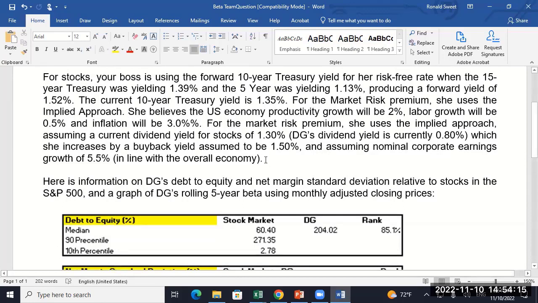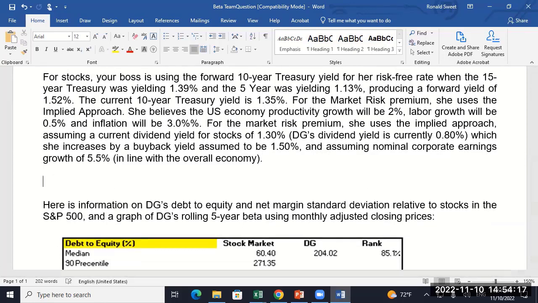All right, let's look at this. So let's start off with the formula. So pretty easy. The discount rate for a stock. What is CAPM? Anybody remember the formula? The most important formula in finance. Risk-free rate plus beta times the market or equity risk premium.